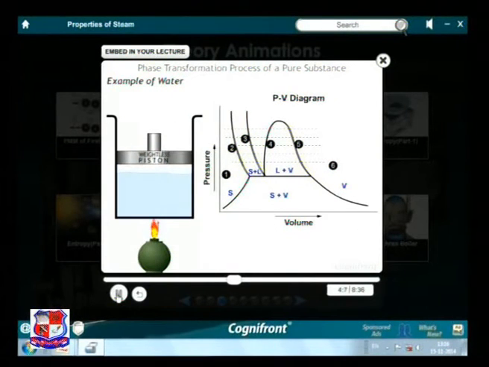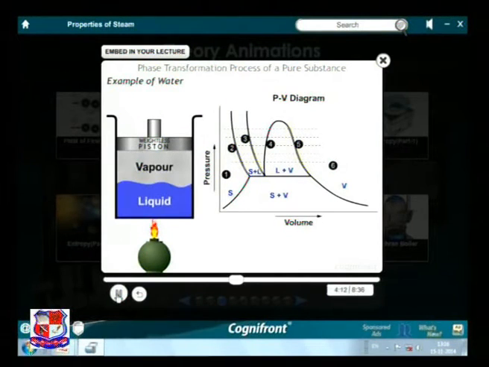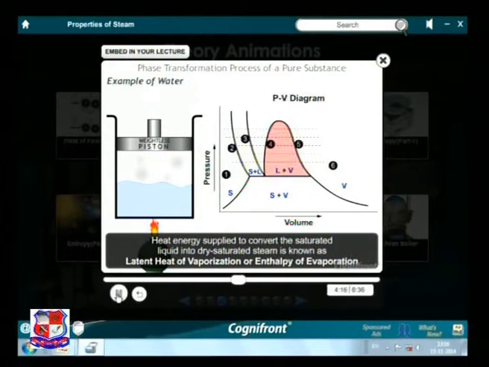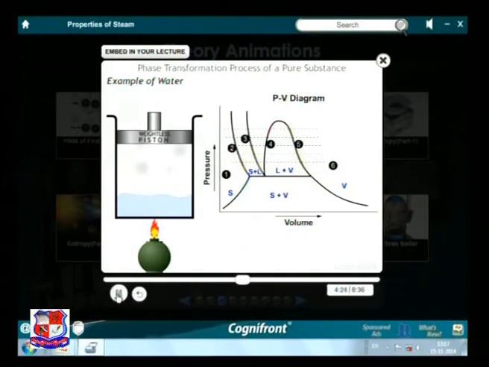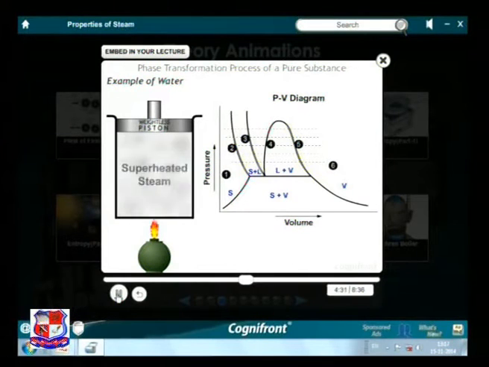On further heating, water enters the mixed phase, that is, the liquid and vapor phase. Note that boiling of water starts from state 4 and ends at state 5. Beyond state 5, the dry saturated steam is superheated. Hence, it is called superheated steam. This is represented by states 5 and 6.